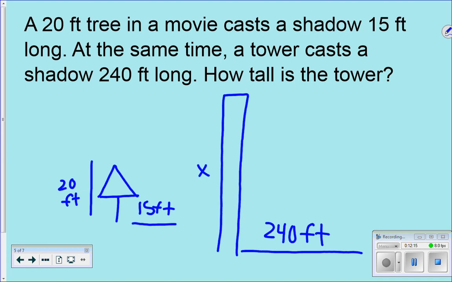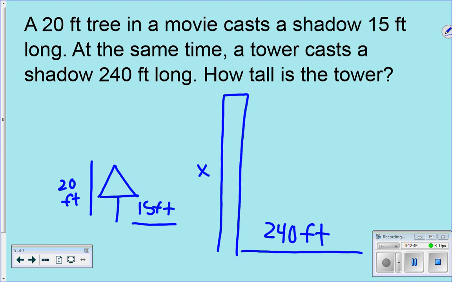So you did x over 240 and then 20 over 15. Yep. So if you start on this side, if you do this to that, then this to that has to be the other side. That's your other side. Because it has to be the exact same way on the other side. Okay, you should have got 320, I think.